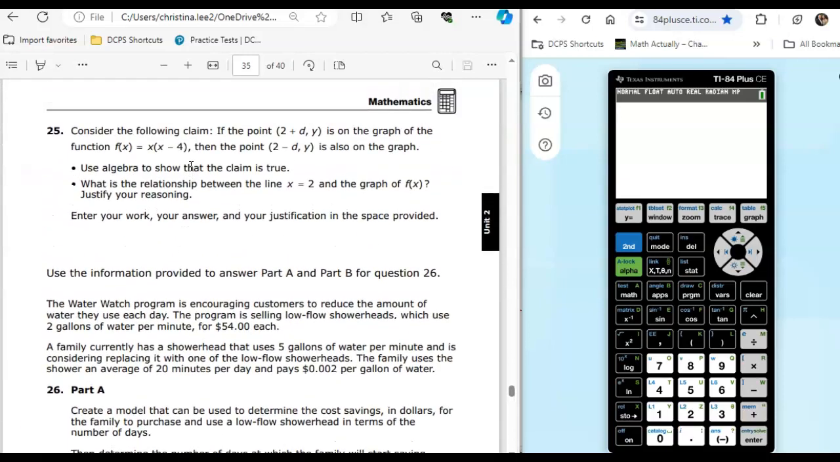In part 25, we don't have a lot of space here, so I might need to open up a new piece of paper, and you might need to write this somewhere other than right under 25 because there's not a lot of space.